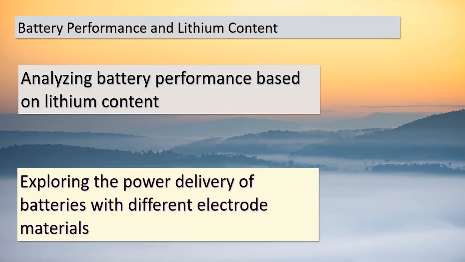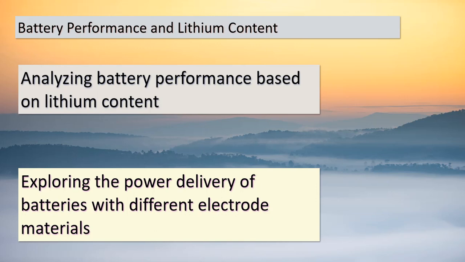Greetings, eager learners. Our journey takes us into the realm of battery performance and its intricate relationship with lithium content. Here, we consider a crucial question. Why do batteries made with LiMn2O4 cathodes deliver less power on discharging? To answer this, we must investigate the connection between lithium migration and power output. As lithium migrates within electrode materials during charging and discharging cycles, it affects how efficiently the battery can deliver energy. Now, let's continue our quest for understanding.